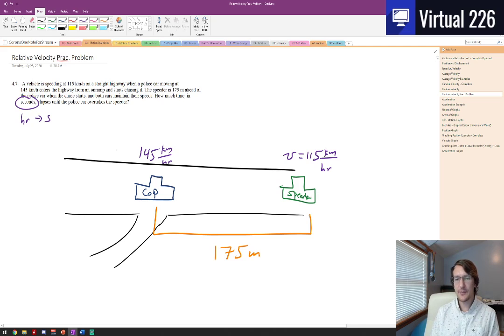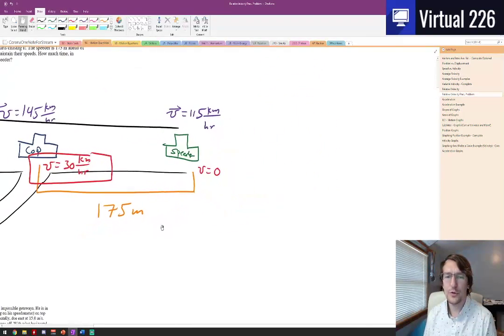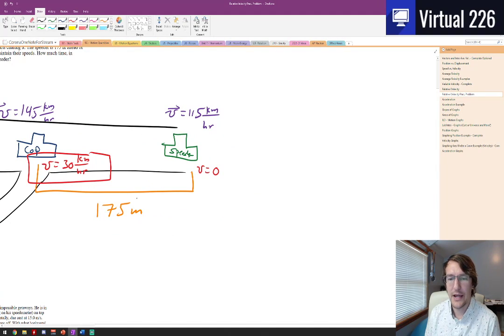If they were going the same speed, then the cop would never gain any distance. They would have a relative velocity of 0. But since the cop is going faster than the speeder, we can think about the speeder as not moving, and the cop going 30 kilometers per hour faster than them. This is their relative velocity. This is the rate at which they're going to gain.